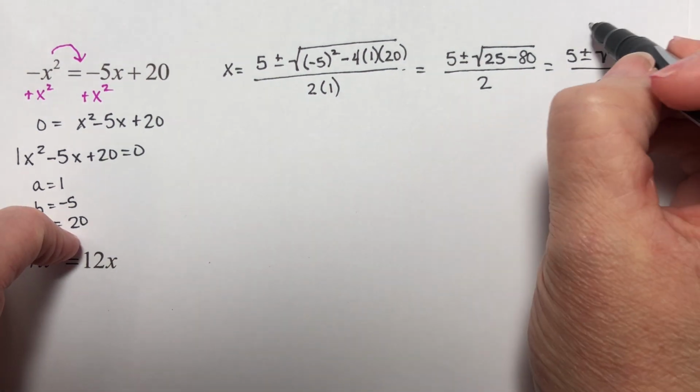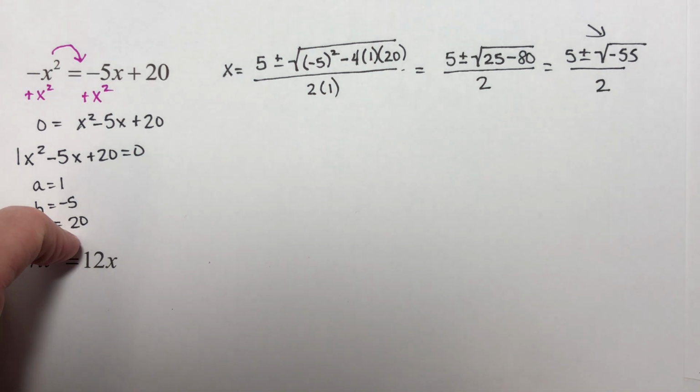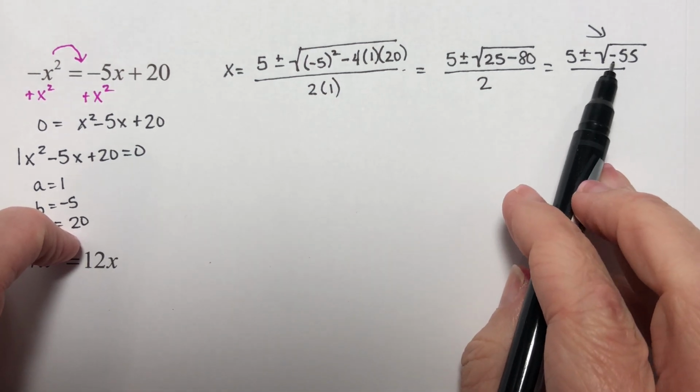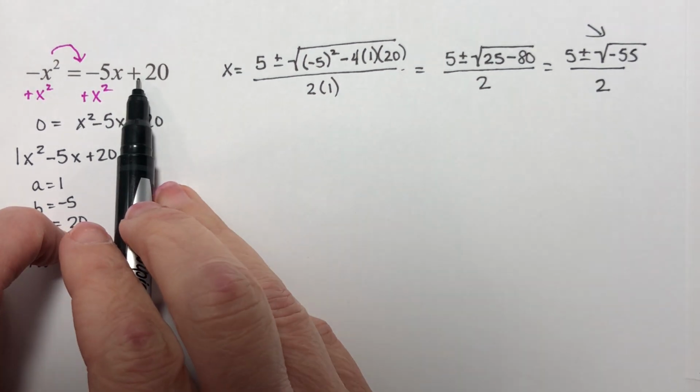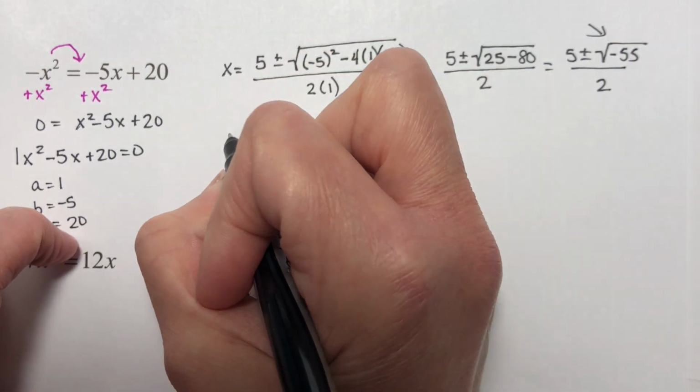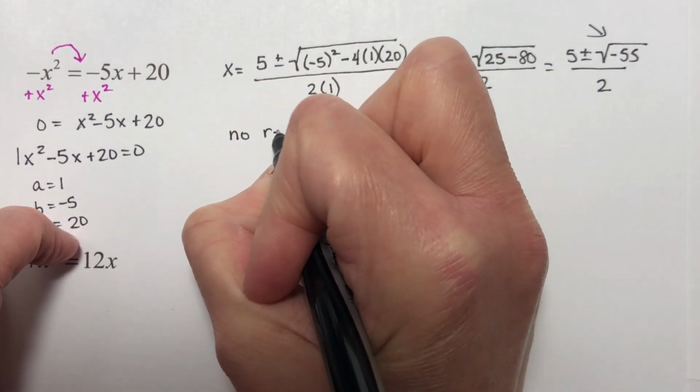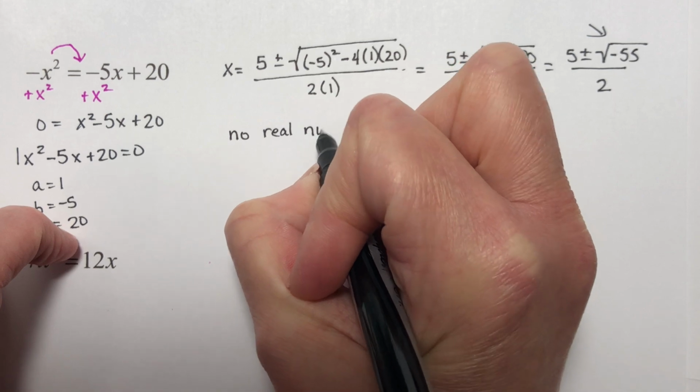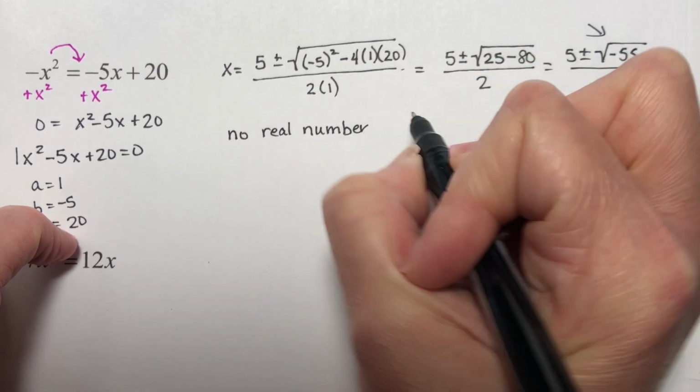Okay, so right here, that's a problem. Since we would end up having to take the square root of a negative number to find the answer to this, what we say is that there are no real number solutions.